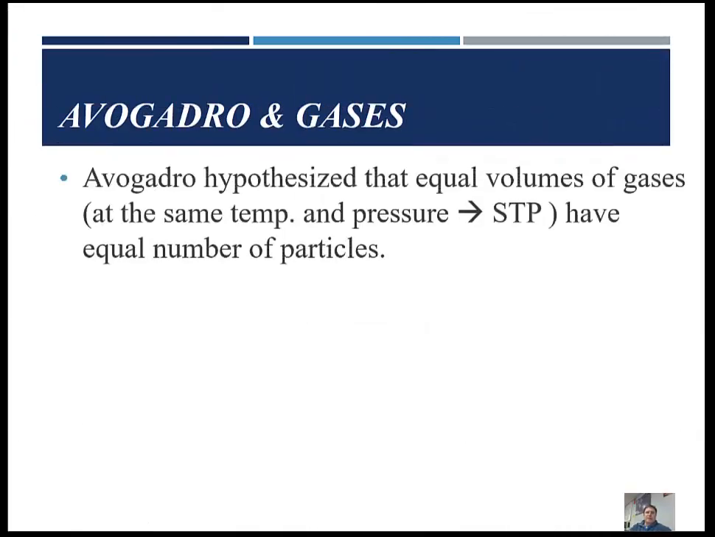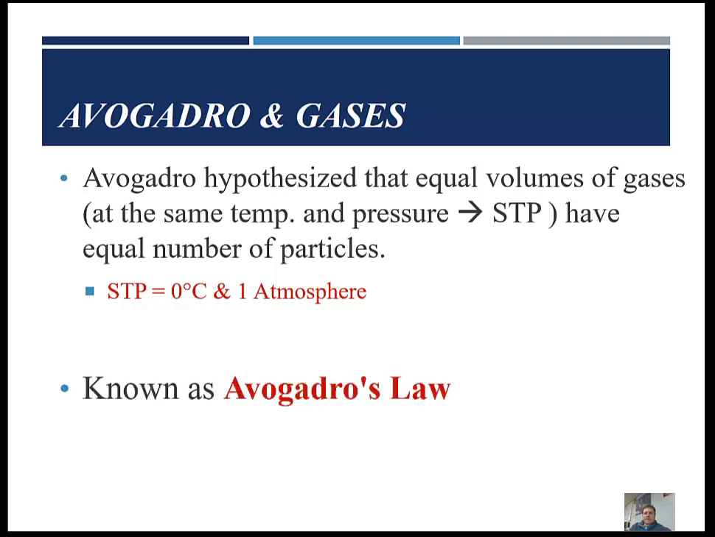And so Avogadro hypothesized that equal volumes of gases that are at the same temperature and pressure, what we call STP, we'll talk about why in a later unit, but understand right now that the gases have to be at the same temperature and pressure. If they have the same volume, they're going to have the equal number of particles. And STP conditions are 0 degrees Celsius and 1 atmosphere, and we'll get into that later towards the end of the year when we talk about gases. But this idea came to be known as Avogadro's law, and this was the basis of the mole, which we'll talk about here in just a little bit. Also known as Avogadro's principle.